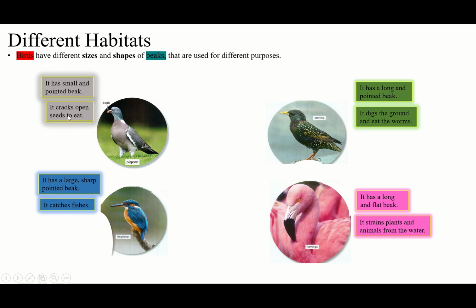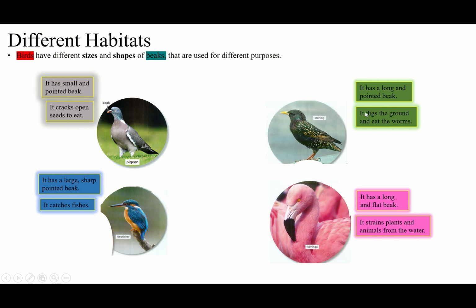The purpose is for crack opening the seeds. This is about what? Pigeon. The pigeon beak is like that. What about the starling's beak? Okay, the starling beak has a long and pointed beak. It means the size is long, the shape is pointed.